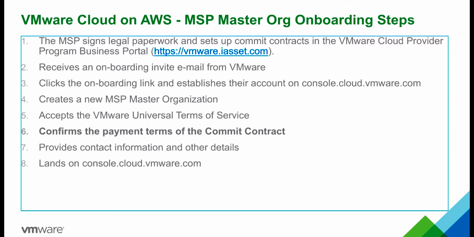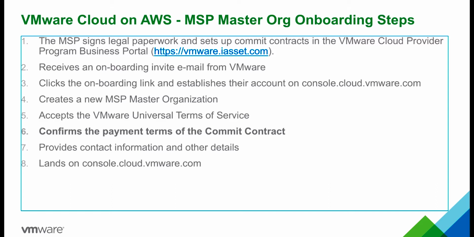There they need to create an MSP master org by first providing a name for the master org and accepting the universal terms of service, which are the terms between MSP and VMware. The next step is where you confirm the payment term of the commit contract. It will display the payment term of the commit contract that has been booked, and it cannot be changed at a later time. So if there is an issue with the commit contract, do not continue, cancel the onboarding, and get that fixed before you onboard the master org.